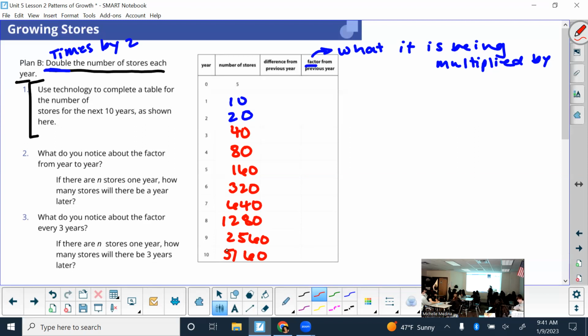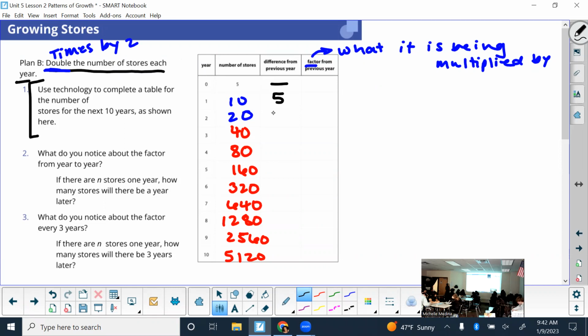Any errors at all, class? Do we concur? Shannon? Oh, sorry. 5,120. All right, so take the previous number, times it by 2. So what does the difference mean? That we're subtracting from where we're at currently, minus the previous year. There's no previous year before year 0, so what's this one going to be? 5. Good, it's 10 minus 5 is 5.